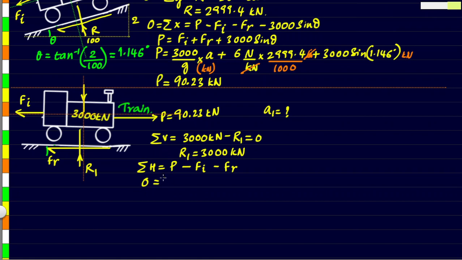The force P is 90.23 minus inertia force, which is 3000 by g times acceleration, minus the friction force, which can be obtained by the tractive resistance multiplied with the normal reaction, which in this case is 3000 kilonewtons.